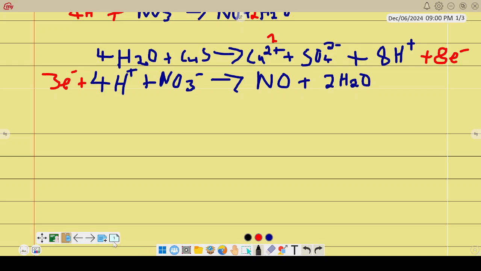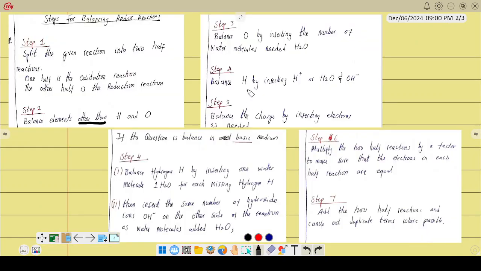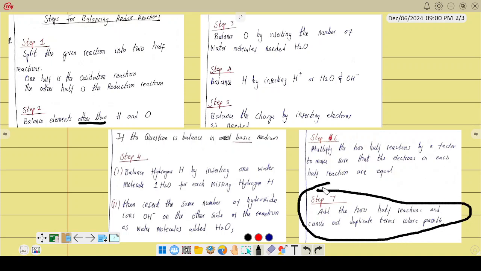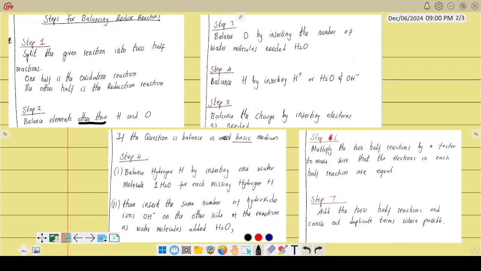So what's our next step? Our next step is step 7: add the two half reactions and cancel spectator ions. So how do we add and how do we cancel?